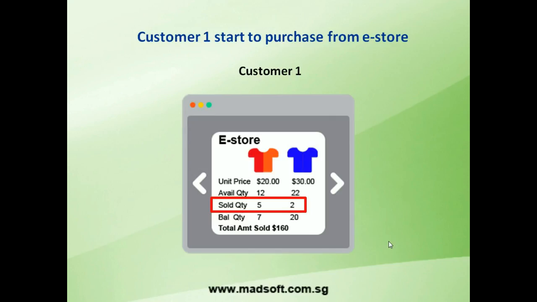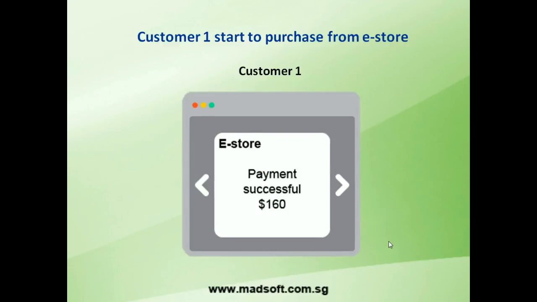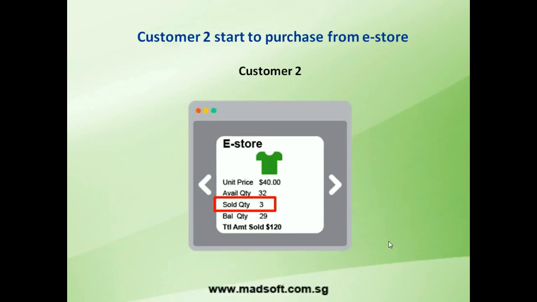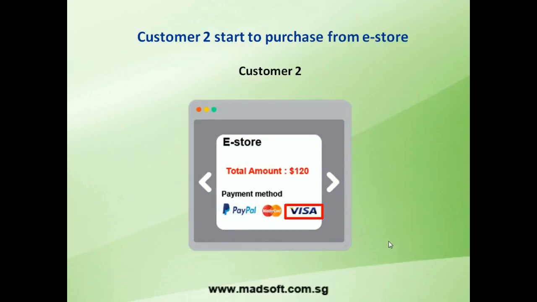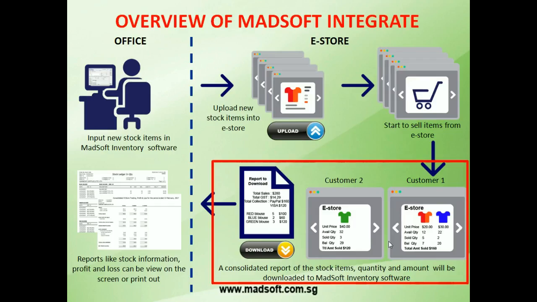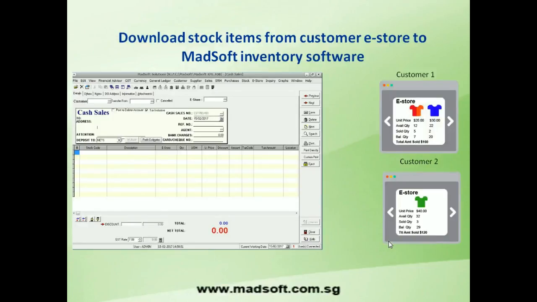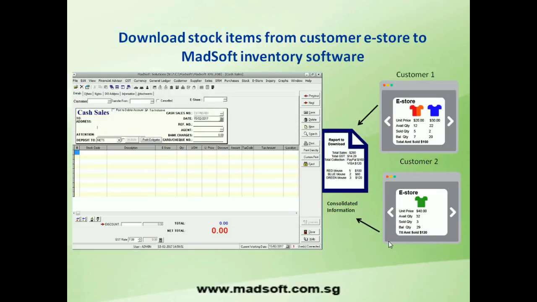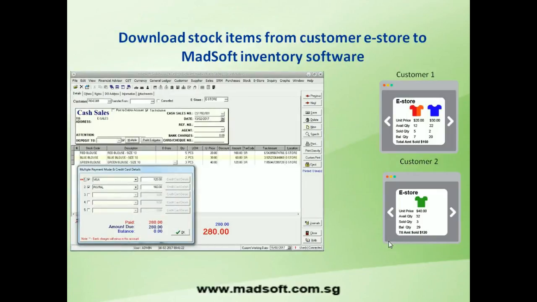Customer 1 starts to purchase from the e-store. Customer 2 starts to purchase from the e-store. A consolidated report of the stock items, quantity, and amount will be downloaded to the MadSoft inventory software. Transaction details from customer 1 and 2 will be consolidated on the cash sales form, and the different methods of payment will be shown.